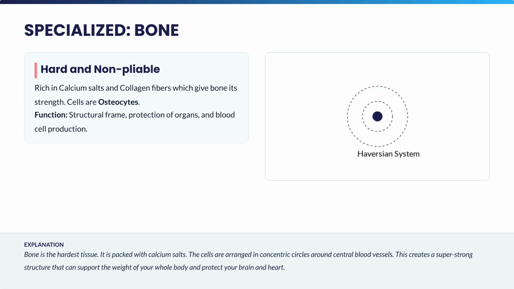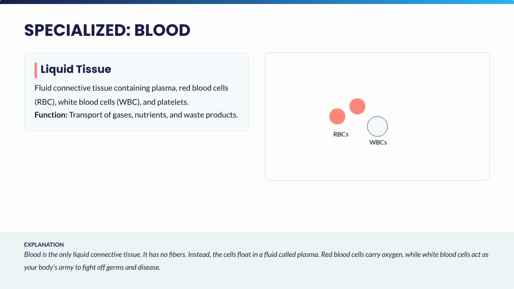Bone is a hard, non-pliable tissue rich in calcium salts and collagen, giving it strength. Cells are osteocytes, arranged in concentric circles. Bone provides the structural frame, protects organs, and produces blood cells. Blood is a liquid connective tissue consisting of plasma, red blood cells, white blood cells, and platelets.